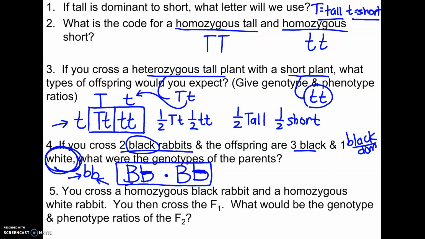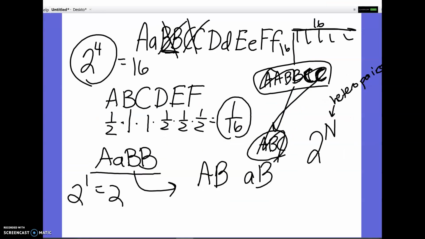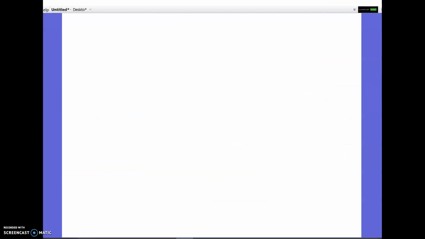Last thing, you cross a homozygous black rabbit and a homozygous white rabbit, then you cross the F1s. What would be the genotype and phenotype ratios of the F2s? So to do that, here's what we're going to do. They want you to start with your original purebreds. So big B, big B and little b, little b. That's our homozygous black and our homozygous white, and that's our P, or parental generation.